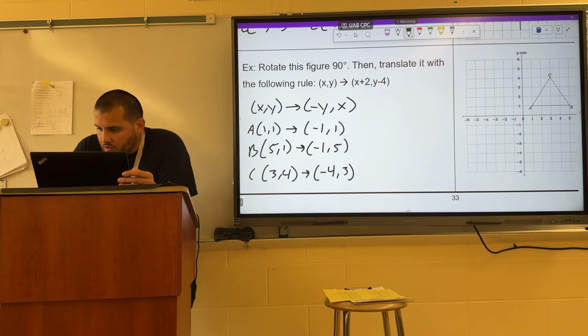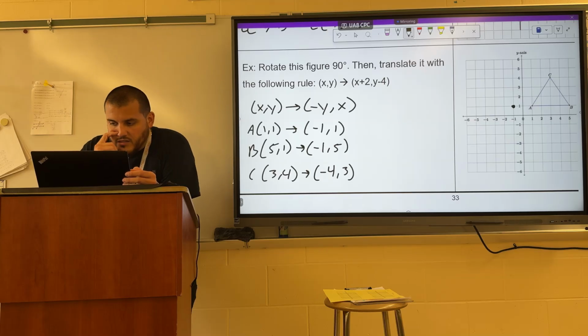We'll go ahead and graph those points. So there's negative 1, positive 1 for A prime. B's at negative 1, positive 5. There's B prime. C's at negative 4, positive 3.